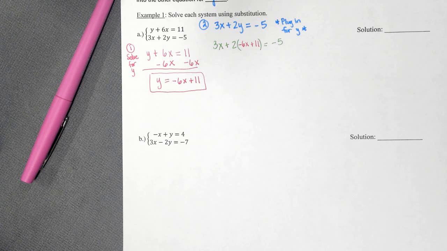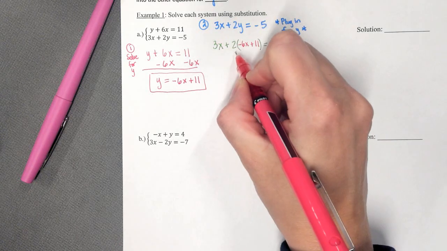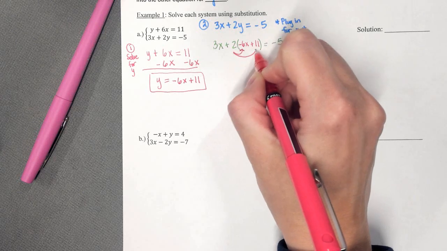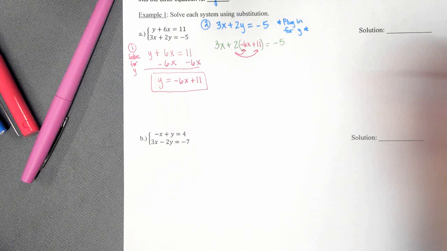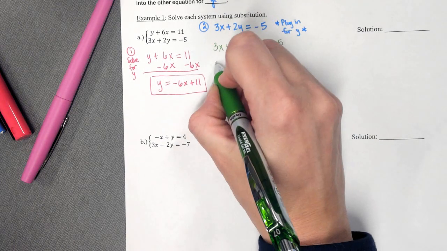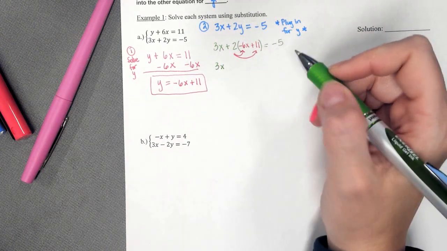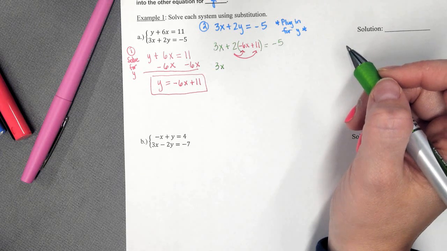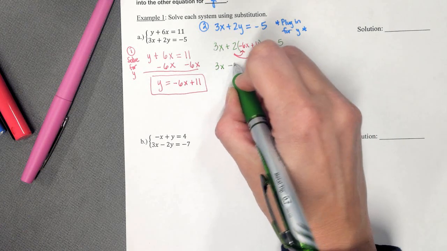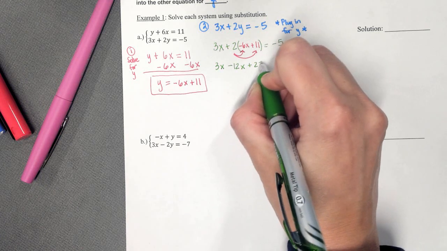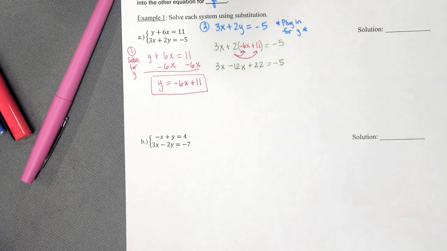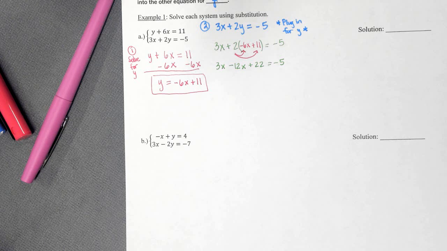Okay, and then we just have to distribute. So we're going to multiply here and multiply here. Now when you do that, remember, the first part just drops down. So you have 3x still. 2 times negative 6x is negative 12x. 2 times 11 is 22. Okay, and then I want you to find the like terms.